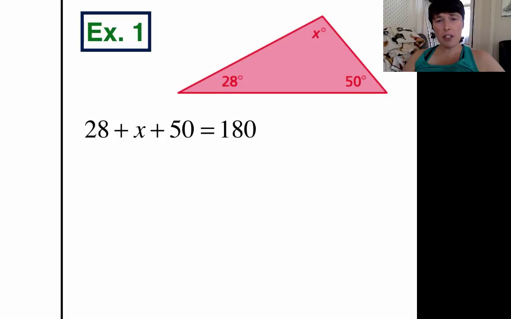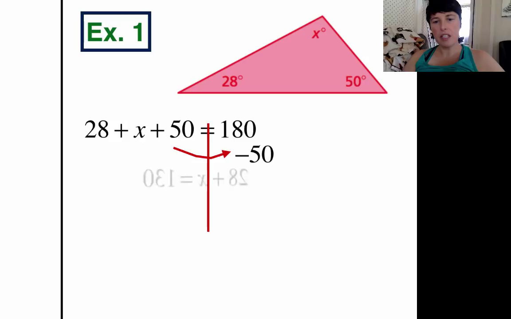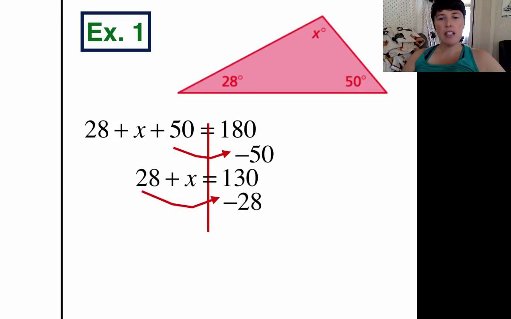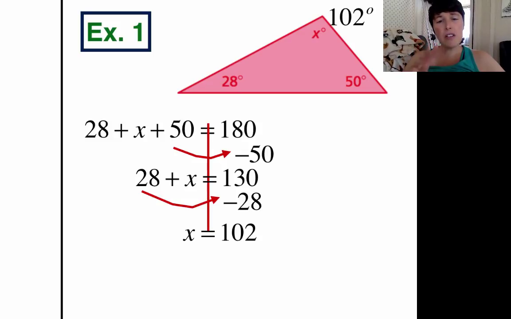Well, that's easy for us to solve. With our algebra skills, we can put a line down the middle, we can isolate x and get it all by itself. I'm going to take the 50 away: 180 take away the 50, I'm going to get 130. I'm going to take the 28 away: 130 take away 28 is 102, and we got our answer. X is equal to 102, meaning our third angle in the triangle is 102 degrees, and there's its measurement.